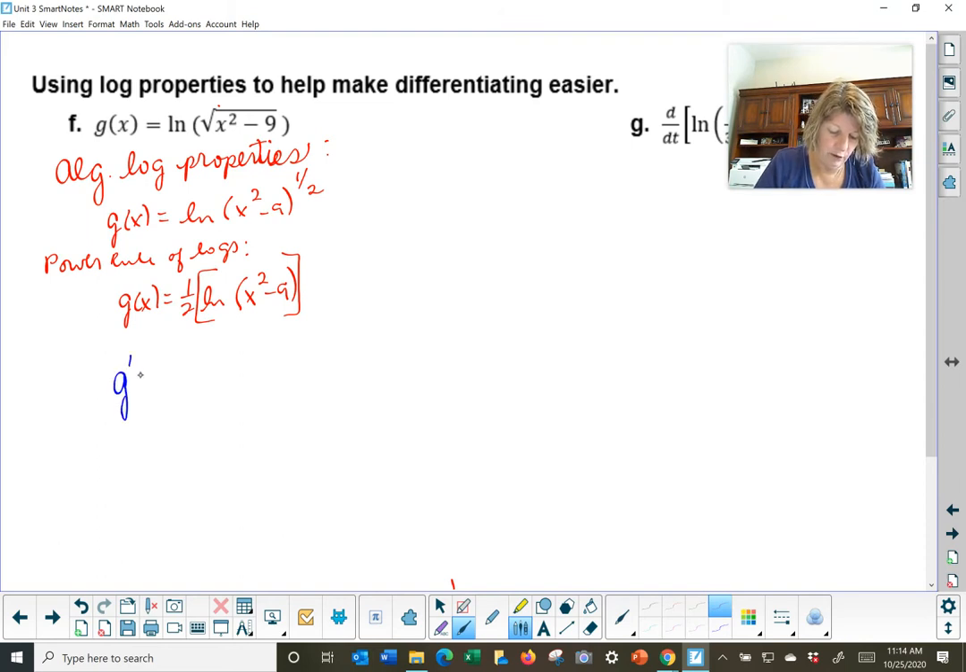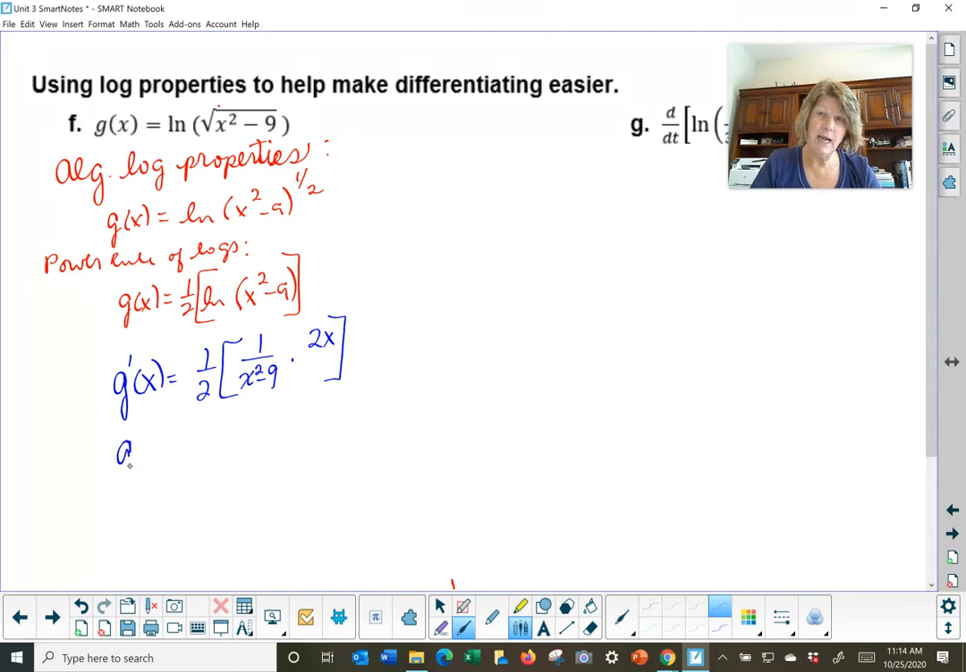We're going to have g prime of x equals our multiplier, 1/2, stays out front. I get 1 over u, 1 over x squared minus 9, times the derivative of u, which is 2x. And there's our result. Now, simplify this. This is what I'm doing, I'm simplifying here. Here I took the derivative, which you should know anyway because look at the notation, right? g prime of x. It changed. It went from g to g prime.